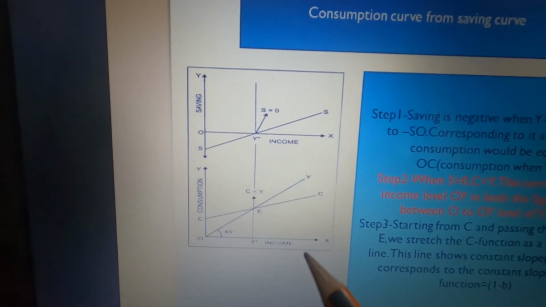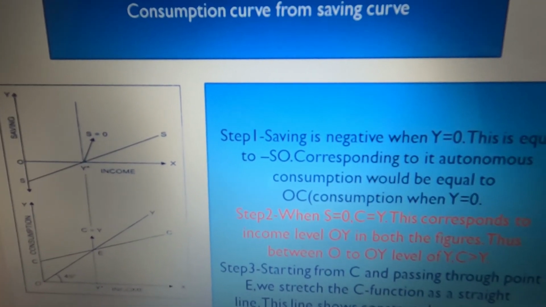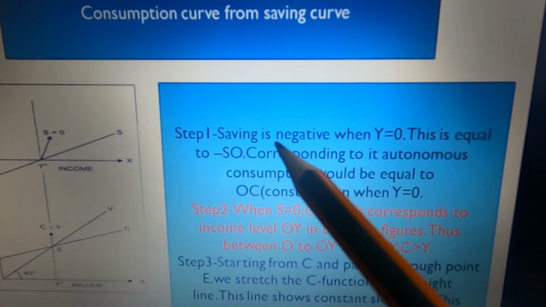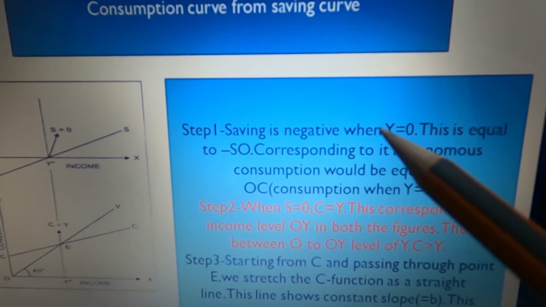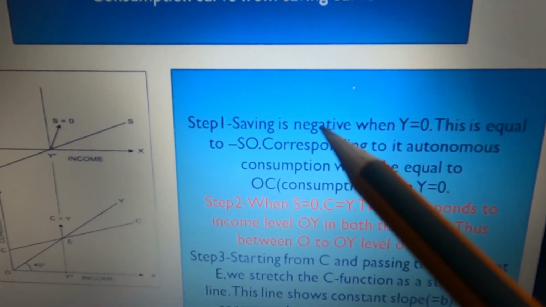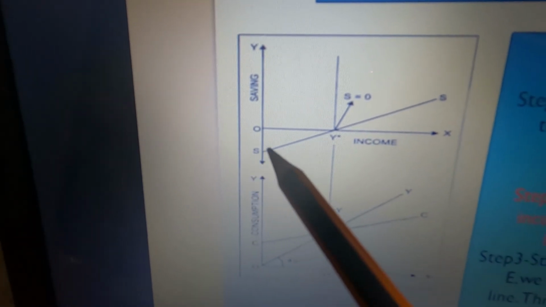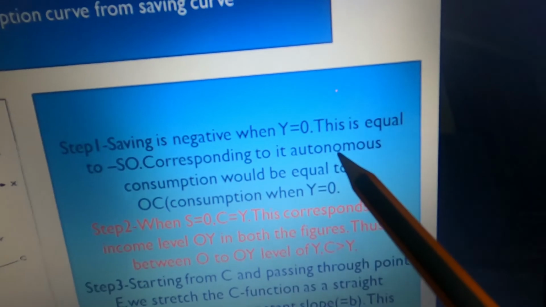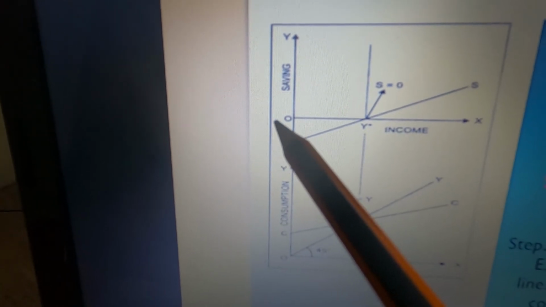Now for this, we have steps here. Step number 1, saving is negative when income is equal to 0. This one we have seen in the schedule also, right? So when income is 0, there will be a negative saving. Now the negative saving is this one, S1, right? This is negative saving. This is equal to negative S0. Is that clear? So when income is 0, there will be a negative saving here.